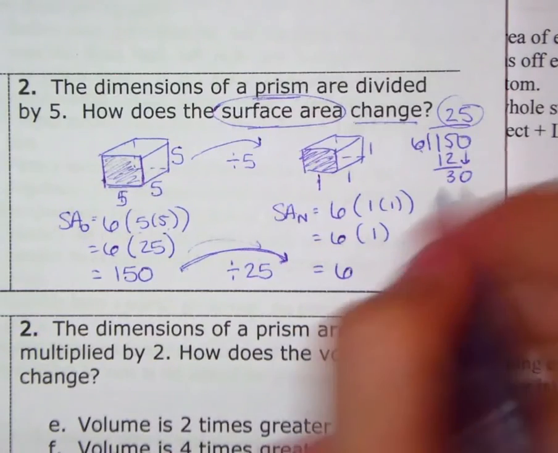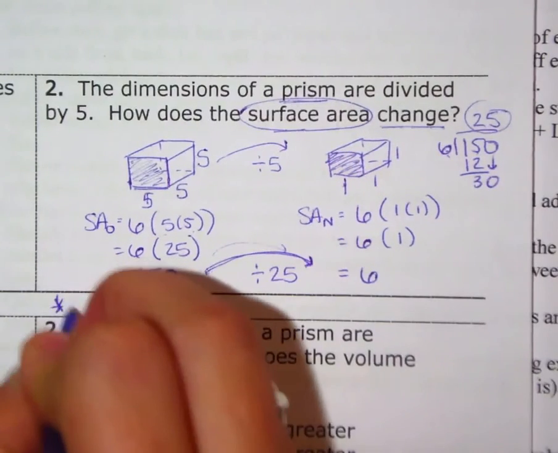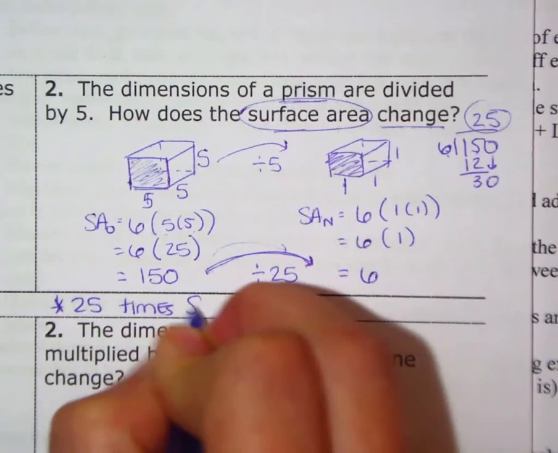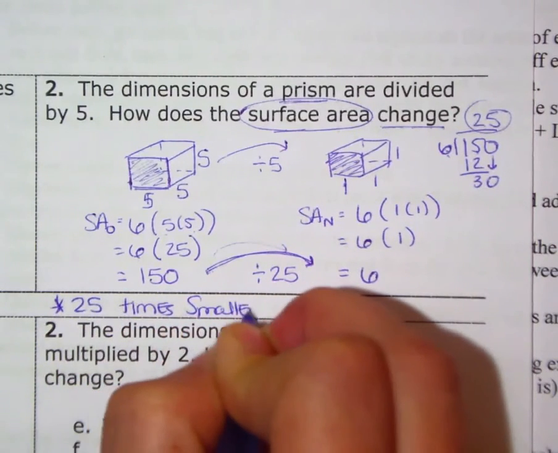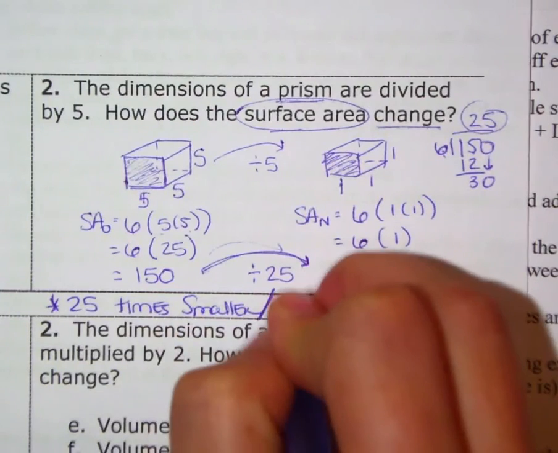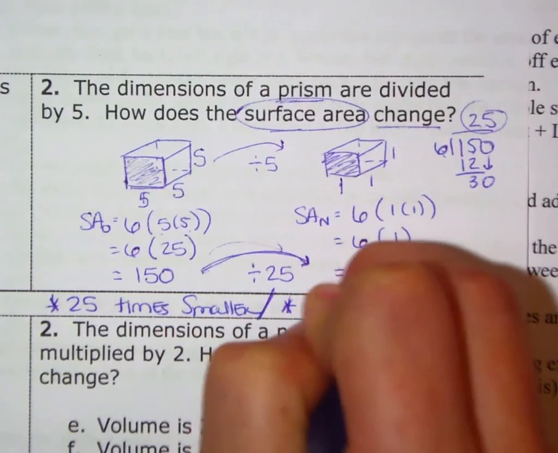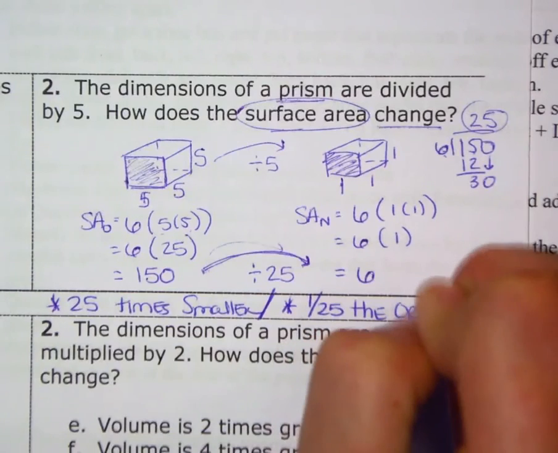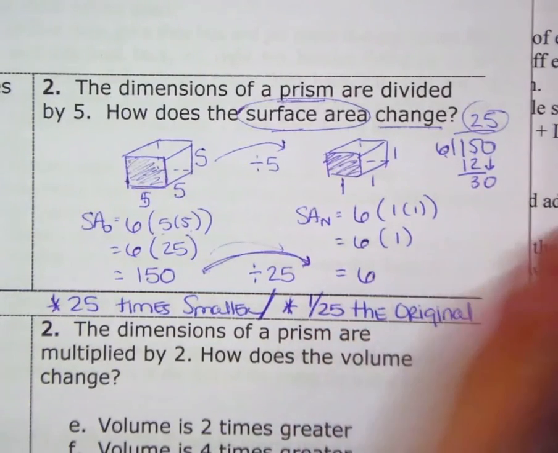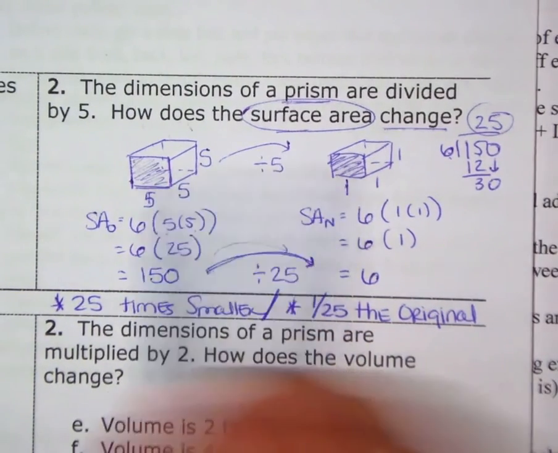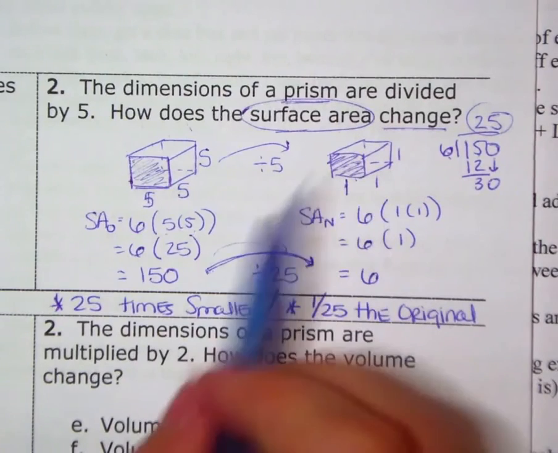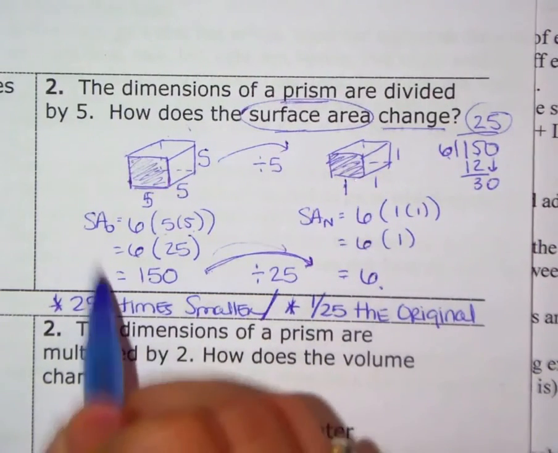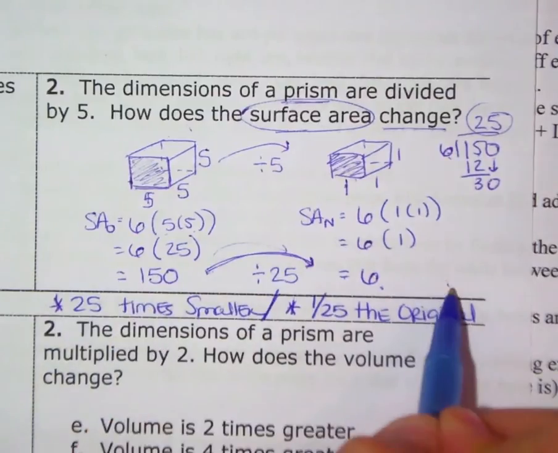So what happened? We'd say one of two things. Either one, it got 25 times smaller, or we can say that it's 1/25 the original. So when we divide the dimensions by 5, it's going to become 1/25 the surface area. It was 150, now it's 6.